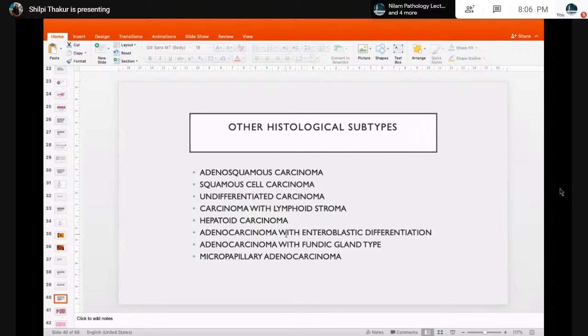Now, adenocarcinoma with enteroblastic differentiation, and adenocarcinoma of fundic gland type, which can have a predominant chief cell type, a parietal cell type, or a mixed entity. Now, the micropapillary adenocarcinoma is very important because it has a very poor prognosis, and it is also related to a high rate of metastasis.